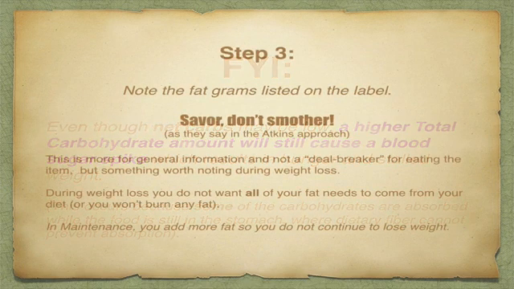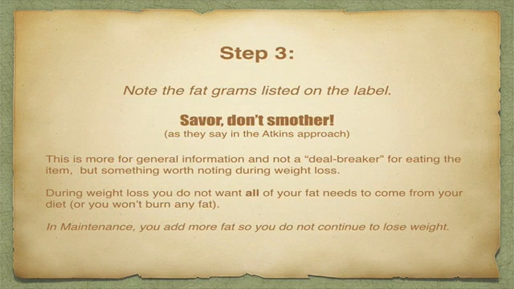Hopefully that makes sense. Now, step 3, we've already looked at the carbs and the protein. What do we look at next? Well, you can take a peek at the fat grams just for your own information. And if your weight is stalling, that might be something that you could look at. But basically, in the low carb way of eating, we don't really need to pay that much attention to the fat unless everything that you eat has high fat in it.